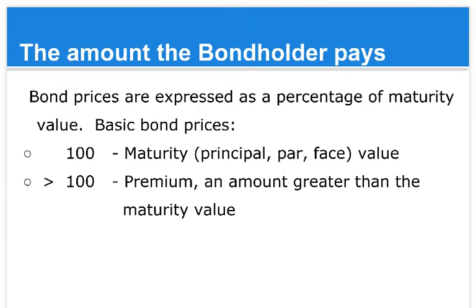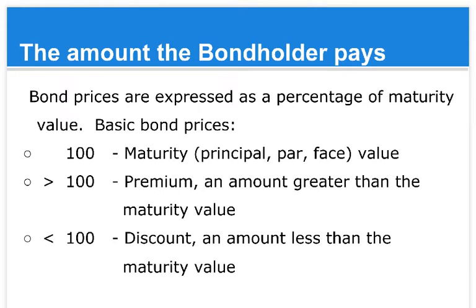The bonds can also be issued for an amount greater than 100, so there's the greater than sign. So let's say 101, 102, 103, anything over and above 100. And that would be referred to as a premium, which is an amount greater than the maturity value. So remember, these are percentages, even though the way they're spoken about, they drop the percentage sign. The last one on this list, and the least by amount, would be when a bond is issued for a discount, which is an amount less than the maturity value. So there's the less than sign there.